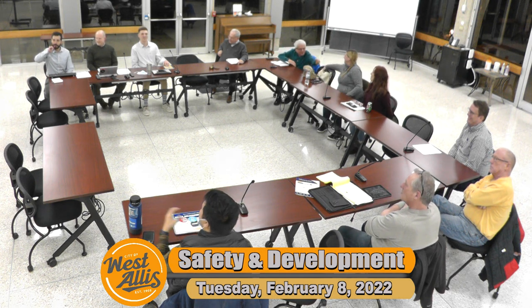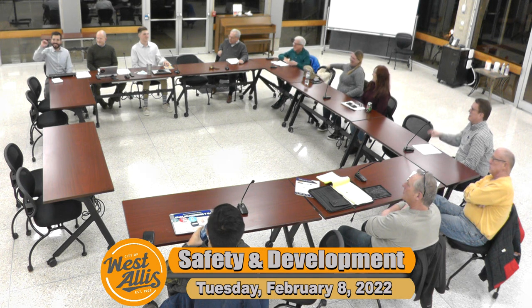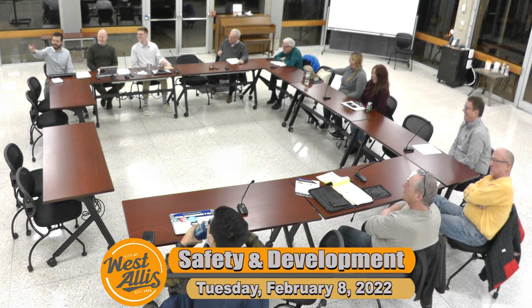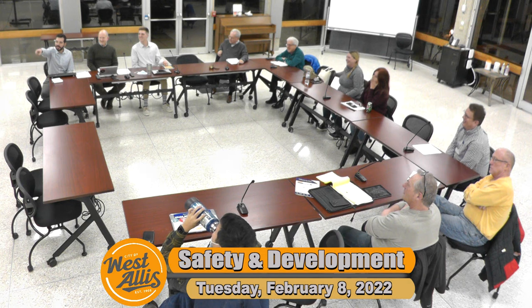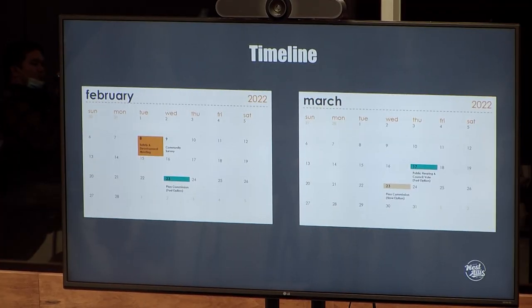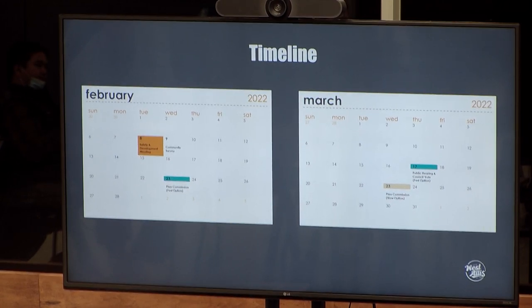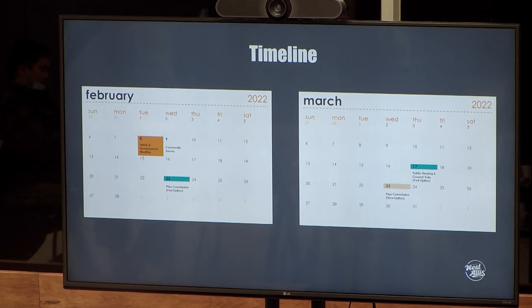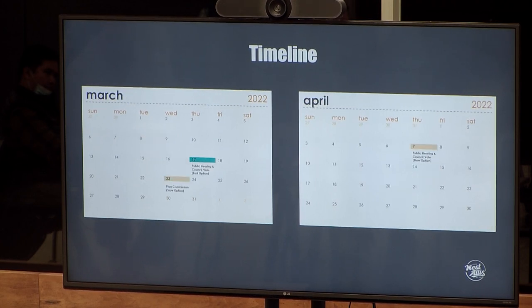So, let's pay attention to Tony. Just a couple more. Okay, so today is February 8th. That's in the orange. Sending out the community survey tomorrow. Our first option for our timeline is, in a couple weeks, we would present this to Plan Commission and then have a public hearing with Common Council on March 17th. Our slower option is to meet with the Plan Commission on March 23rd and have a public hearing on April 7th.